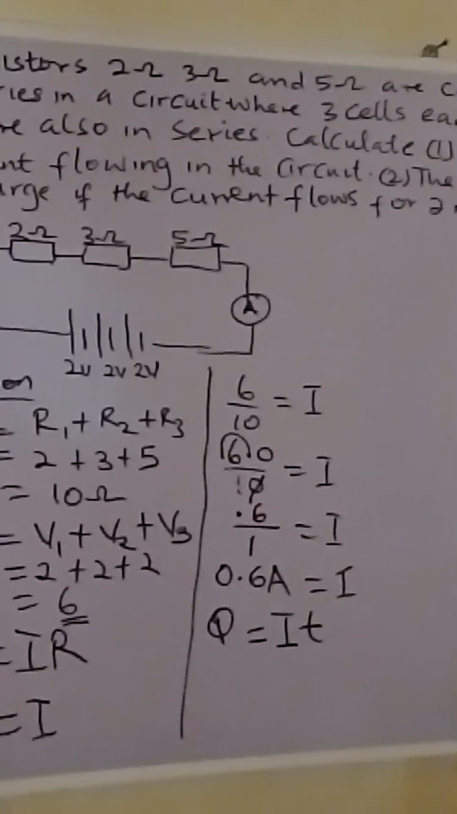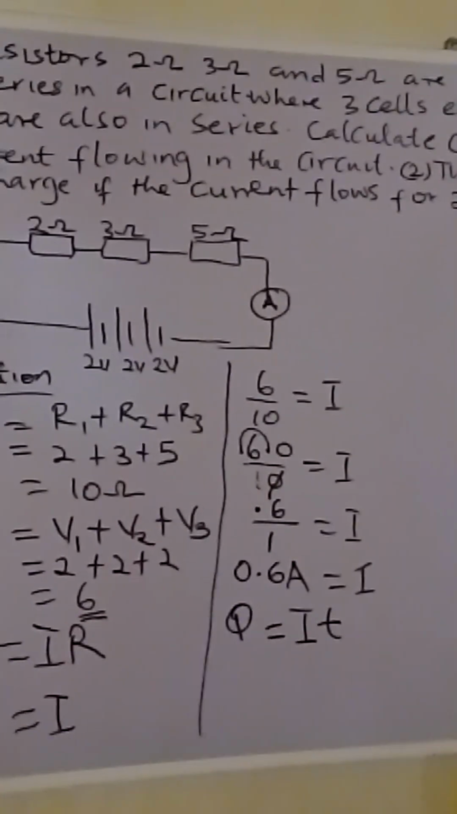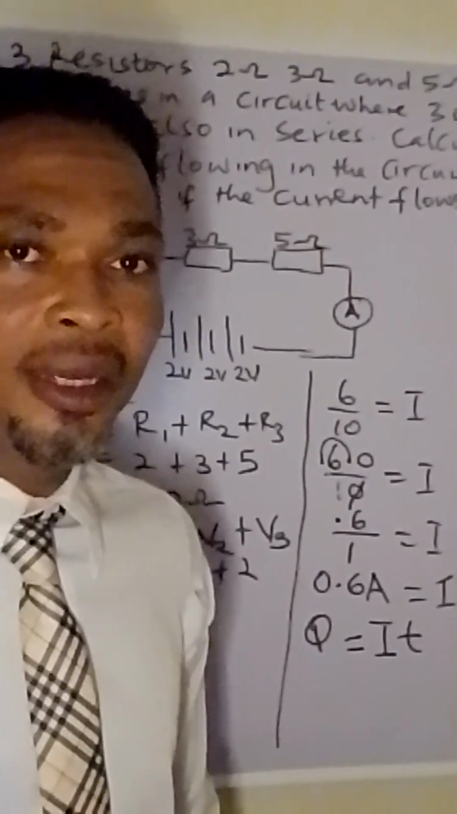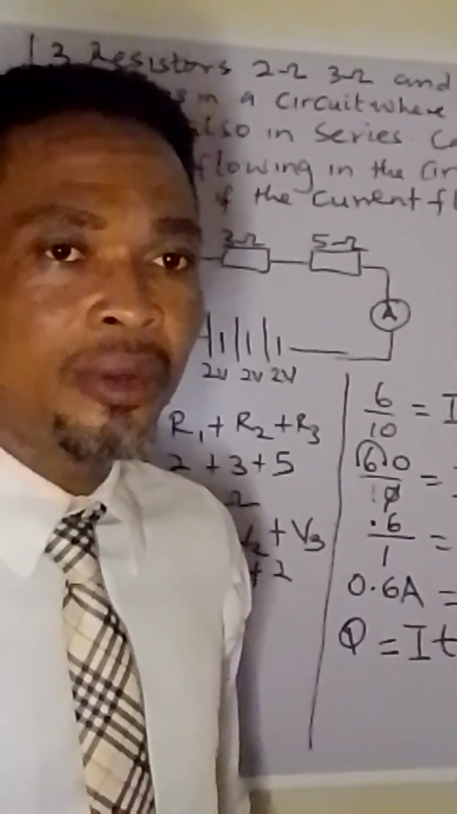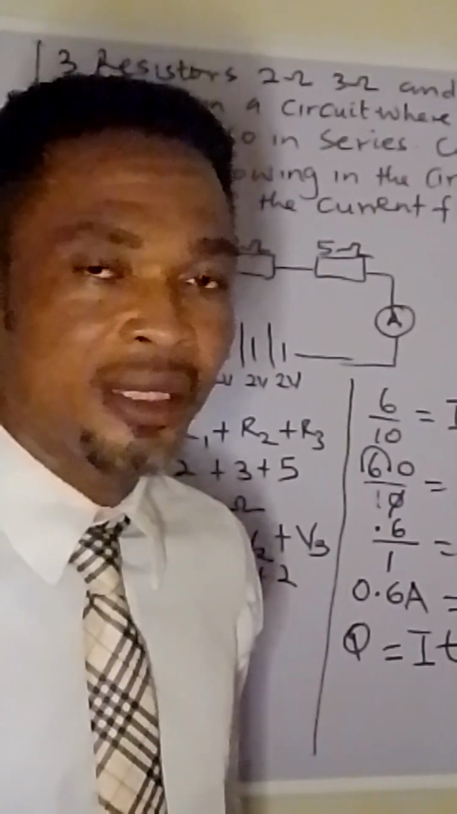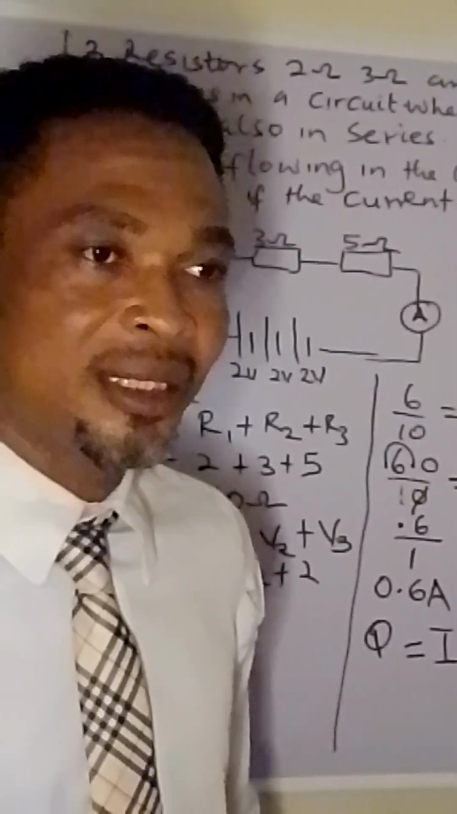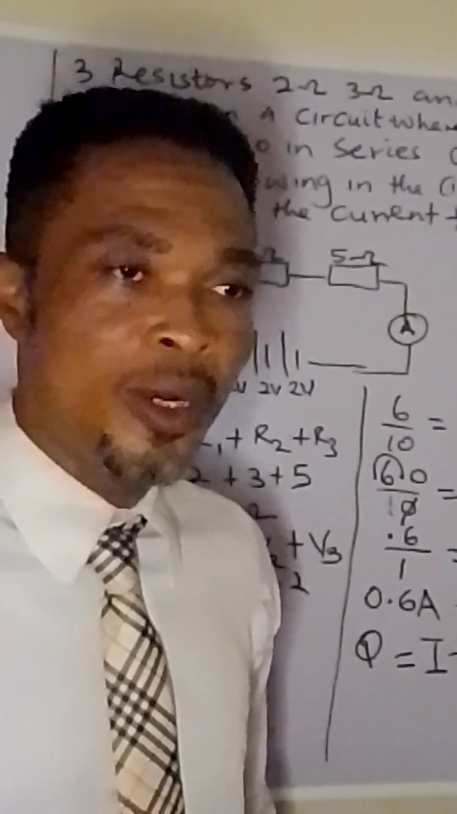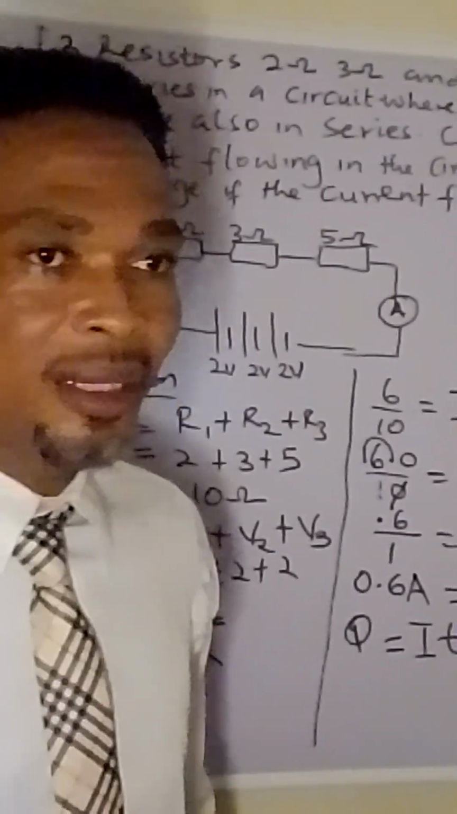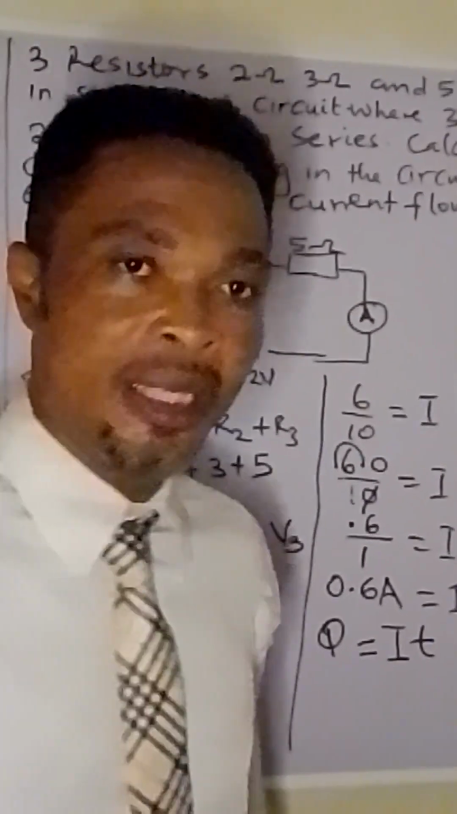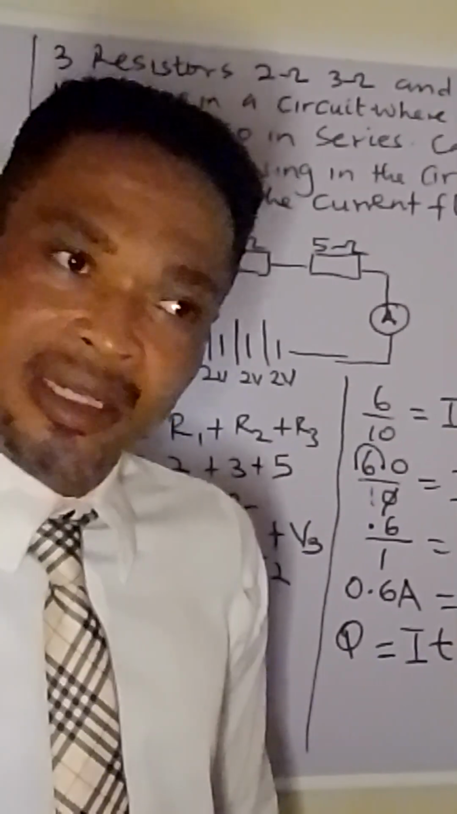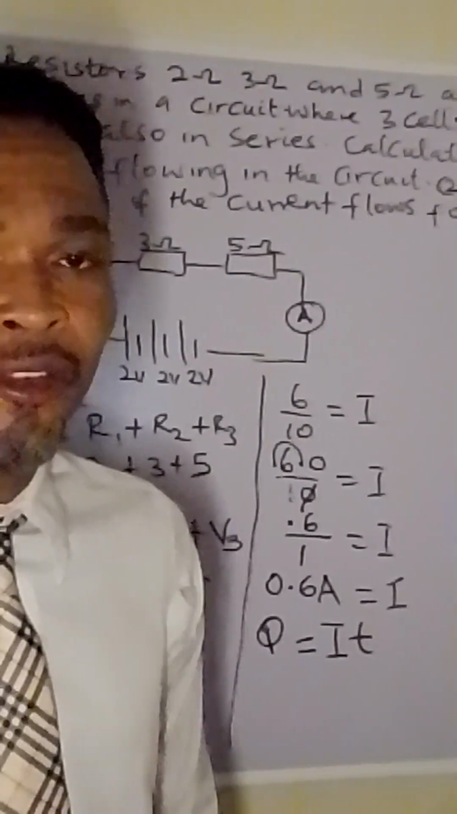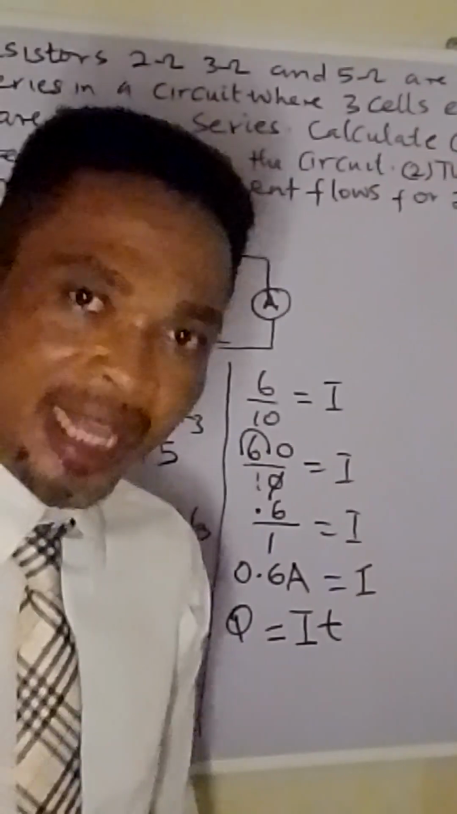Now, since the question has given us the time as 2 minutes, we have to note that from the fundamental quantities and their units you did in your first year in senior secondary, SS1, you know that the SI unit, that's the System International Unit, for measuring time is in seconds. So every time given in a unit different from seconds must be converted to seconds.